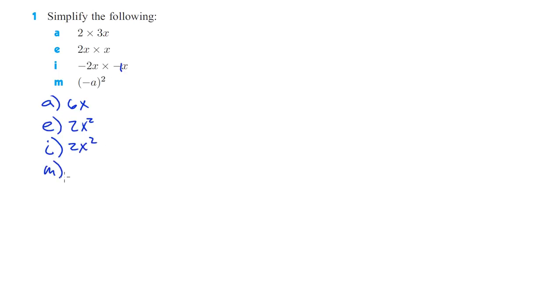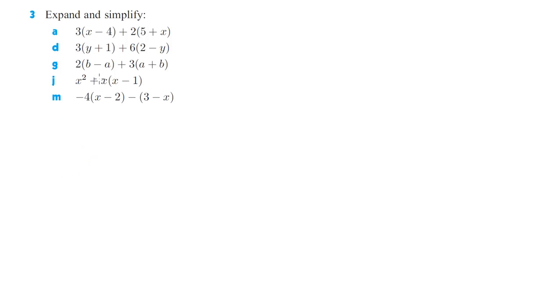Okay. And then m, negative a parentheses squared is negative a times negative a, which will end up giving us just plain old a squared, because the negatives will multiply together to get a positive. All right? Okay. Next one, number 3, expand and simplify.